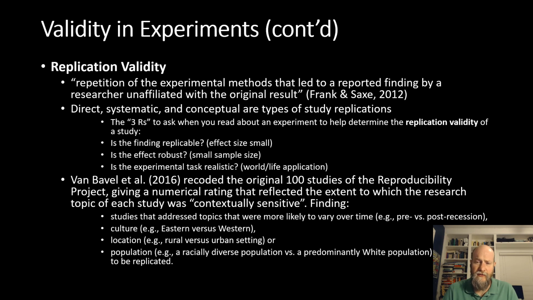Location sometimes is a factor that affects the ability of a study to be replicated. There might be a distinction between people who live in rural versus urban or suburban settings, and they perform differently, and therefore you don't see replication when you change the setting. And then populations, things like a racially diverse population versus a predominantly white one. So this can affect the ability of a study to be replicated.